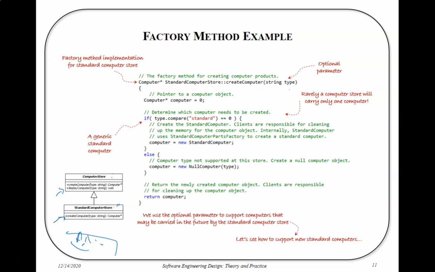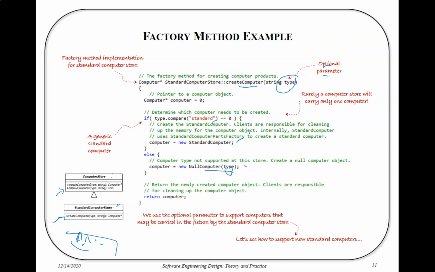So here the implementation for the create computer receives the type. It is an optional parameter. It can be left empty because we have a null computer type. You can put null because it can have a default value like that. So currently we have, for example, a standard computer, let's say.